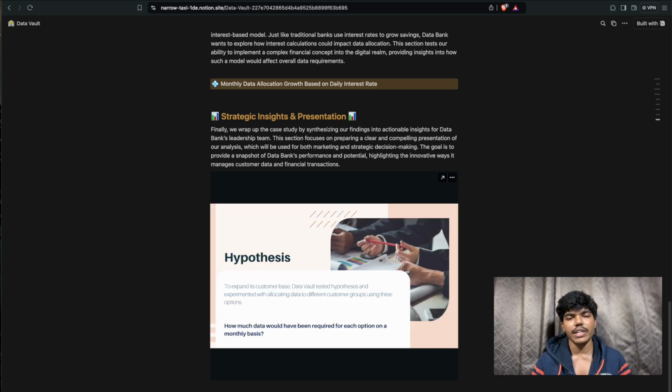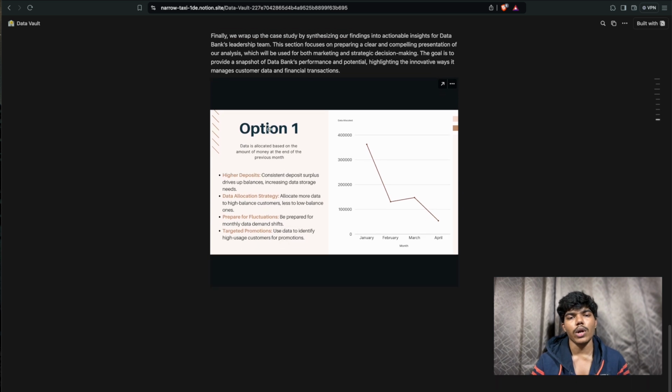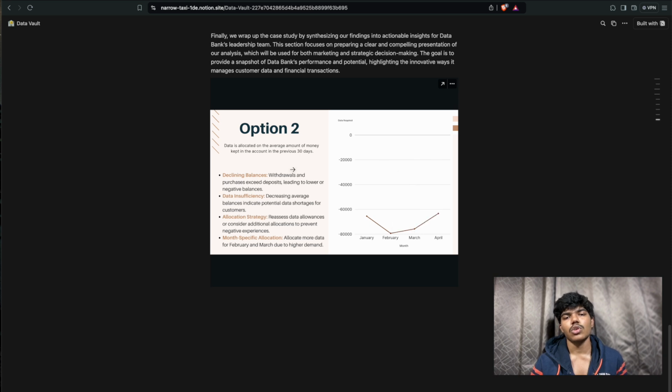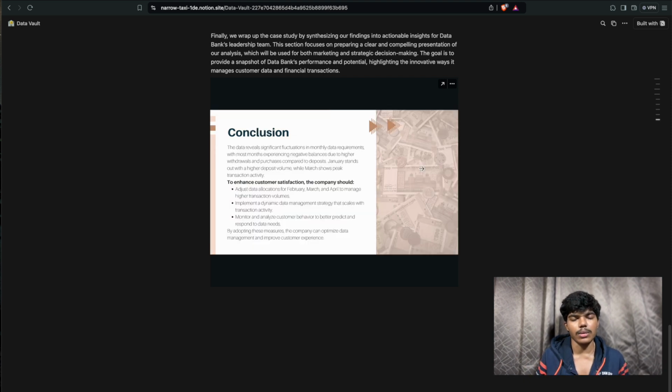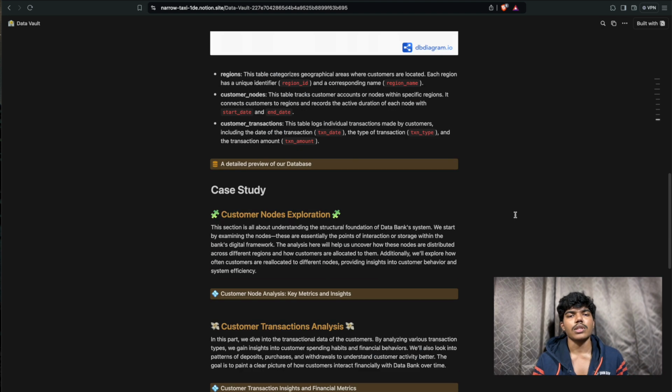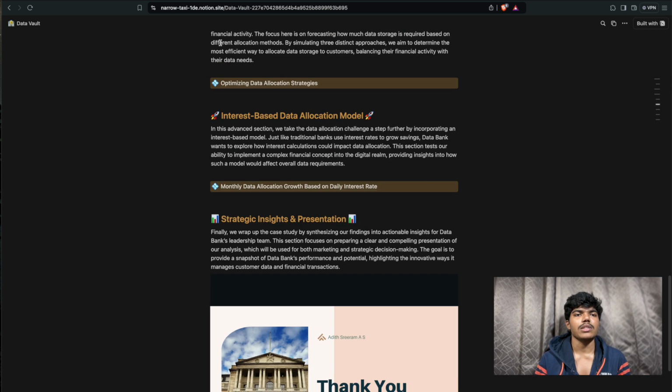We have defined our hypotheses, and based on option 1, where data is allocated based on the amount of money at the end of the previous month, these are our findings. Then based on option 2 and option 3, we gave our results. With this the company can take a decision, and we have given the conclusion as well. This is the end of the presentation, and now let's look at all these four pages.